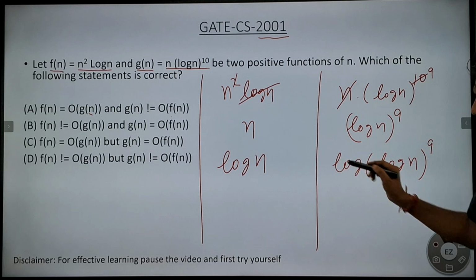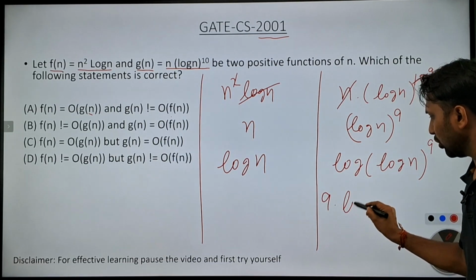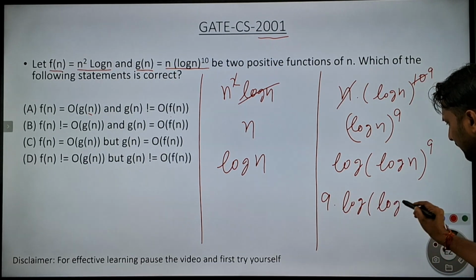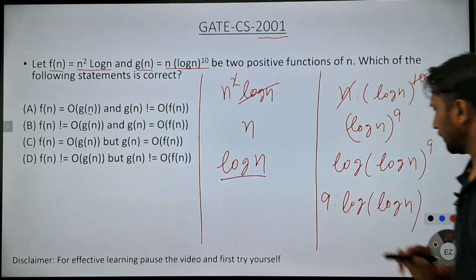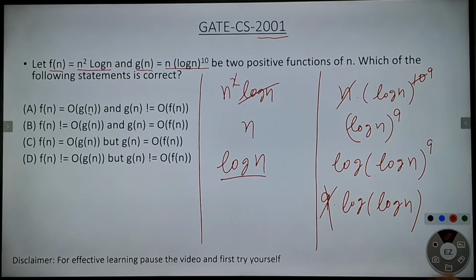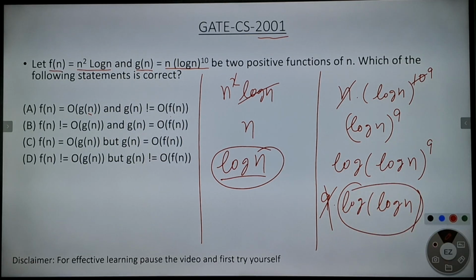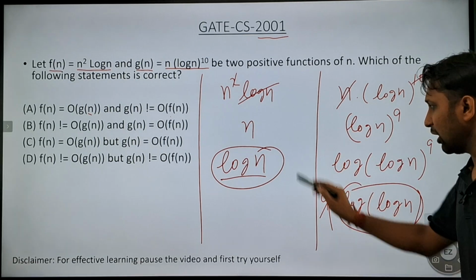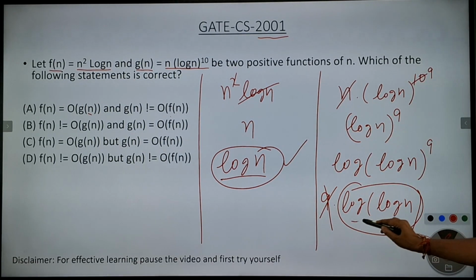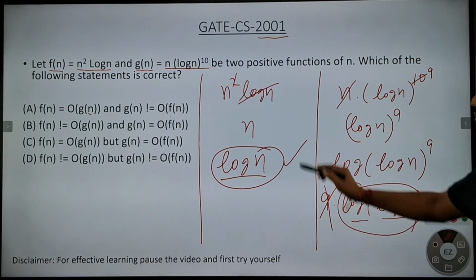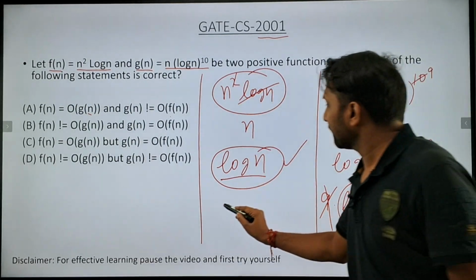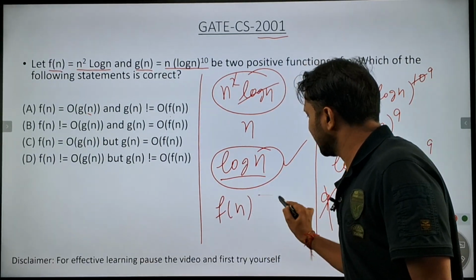So power will come in the front. This will be 9 into log of log n, and here we have log n. The constant you can remove, and you can compare which is greater, log n or log of log n. We know from the chart itself that log n is greater than log of log n. So I can say f(n) is greater than g(n).